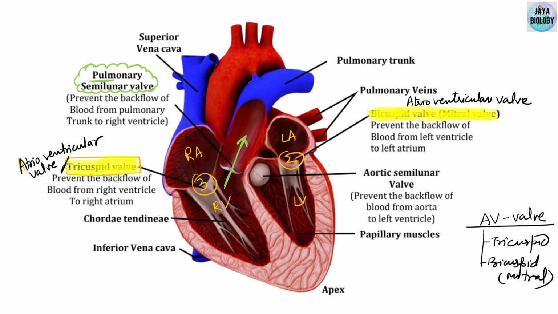Clear? Next, from here you can see the dorsal aorta starting. So this is the aortic semilunar valve, and the aortic semilunar valve also has three cusps. So basically a total of four valves are present. One is the tricuspid valve, one is bicuspid, then the semilunar valve at the beginning of the pulmonary trunk and the semilunar valve at the beginning of the aorta. All have three cusps, except the mitral valve, which has two cusps. Clear? Only the mitral valve has two cusps.